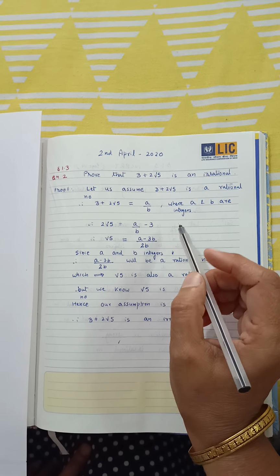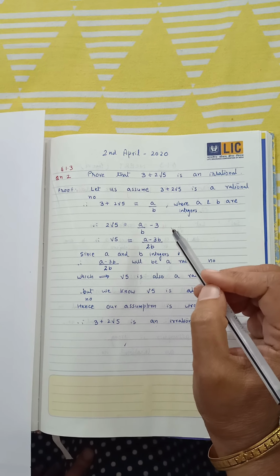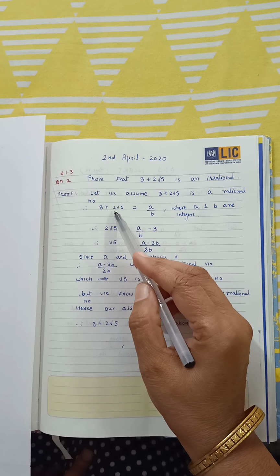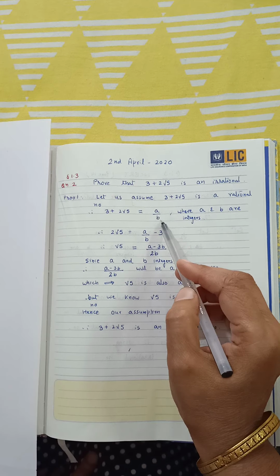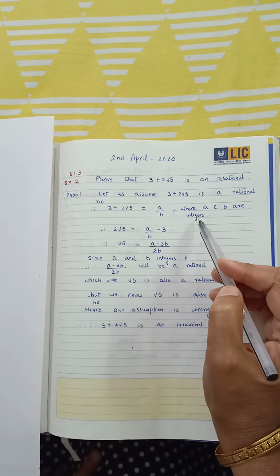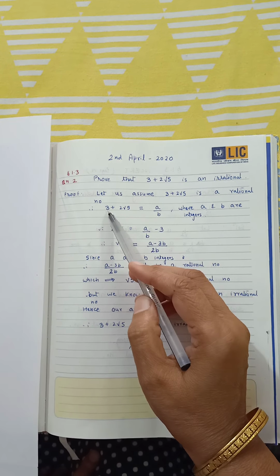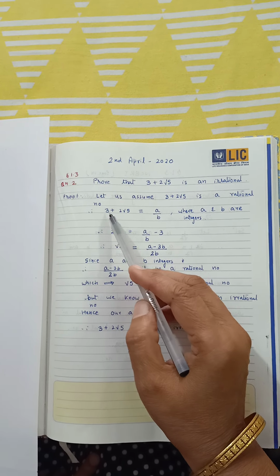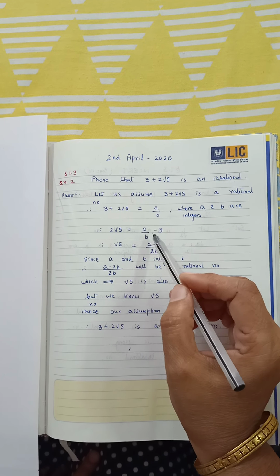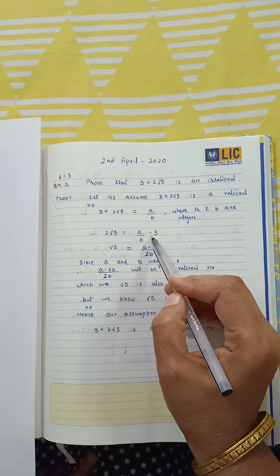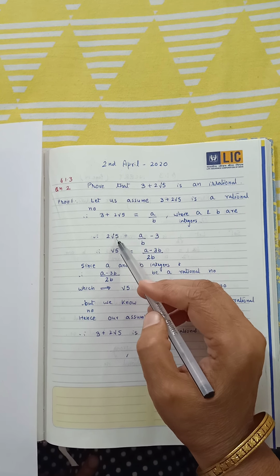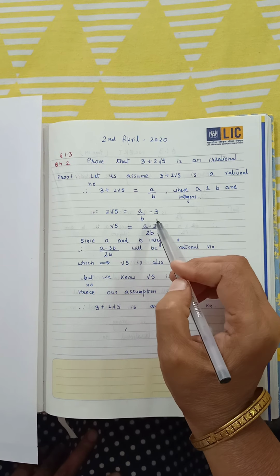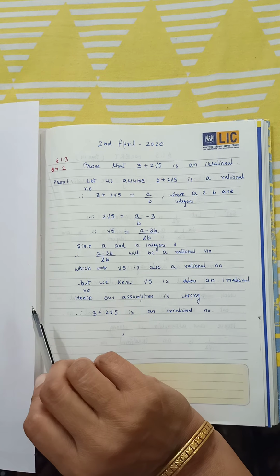And you know very well, every rational number can be presented in the form of a upon b. So let us write 3 plus 2 root 5 is equal to a upon b, where a and b are integers. Now if you take 3 to the right hand side, this 3 is with the positive sign, so when you take it to the right hand side, the sign changes and it becomes negative. So 2 root 5 will be equal to a upon b minus 3. I hope you are clear up to this point.